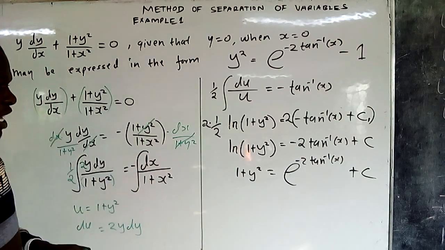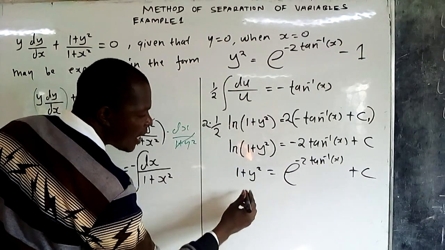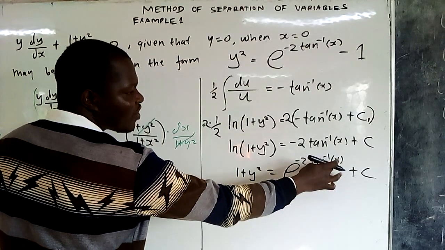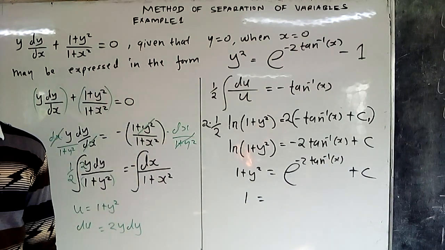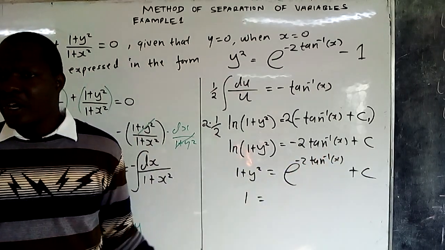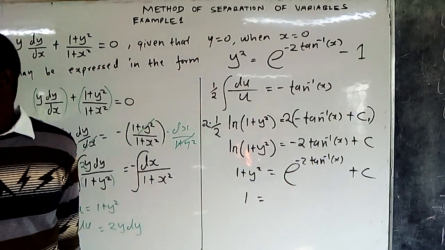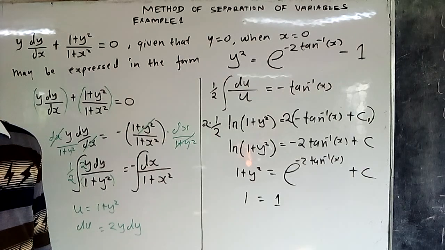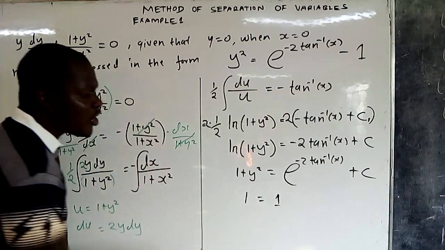Good. So having done that, where there is y you put 0 and where there is x you put 0. If you put y as 0, you get 1 equals, where there is x you put 0. What is the tan inverse of 0? Tan inverse of 0 is 0. So 0 times negative 2 is 0. So exponential 0 is 1, because anything raised to power 0 is 1.